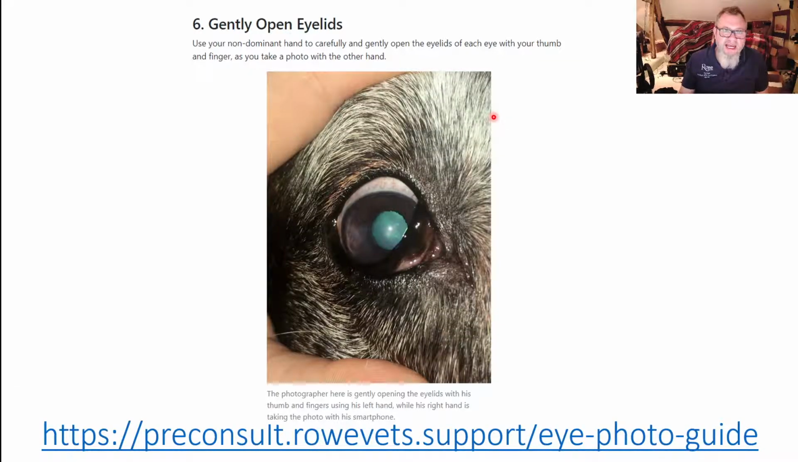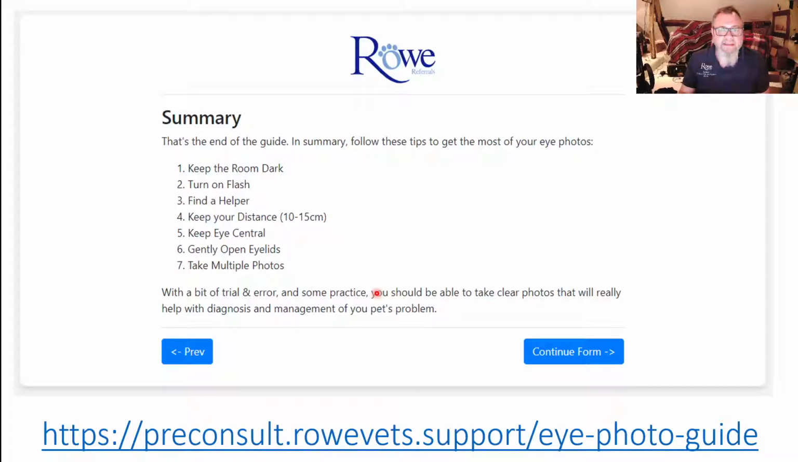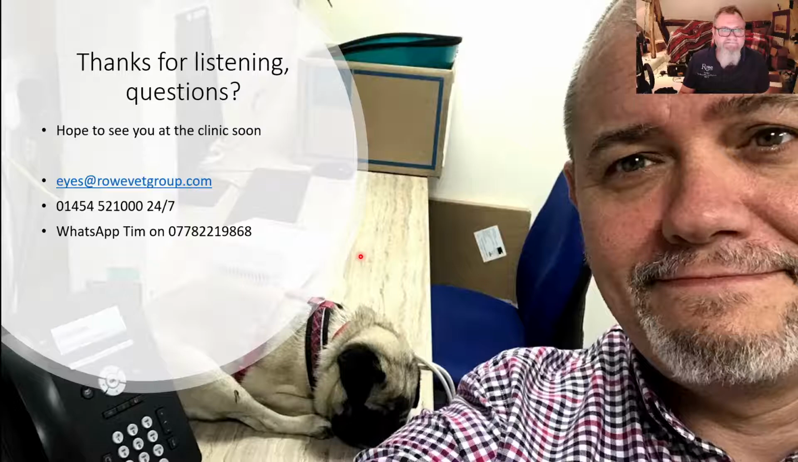And use your hand to gently open the eyelids, so not too close, but just a little bit of gentle tension, an inch or so from the lid margin will be enough to keep the lids open. And take lots of photos, and then go back and find the best one. You can also take videos, pause, and then take a screenshot of the video as well. So summary: keep the room dark, keep your flash on, have someone to hold the patient, make sure you're not too close, keep the eye central, get nice open lids and take multiple photographs.